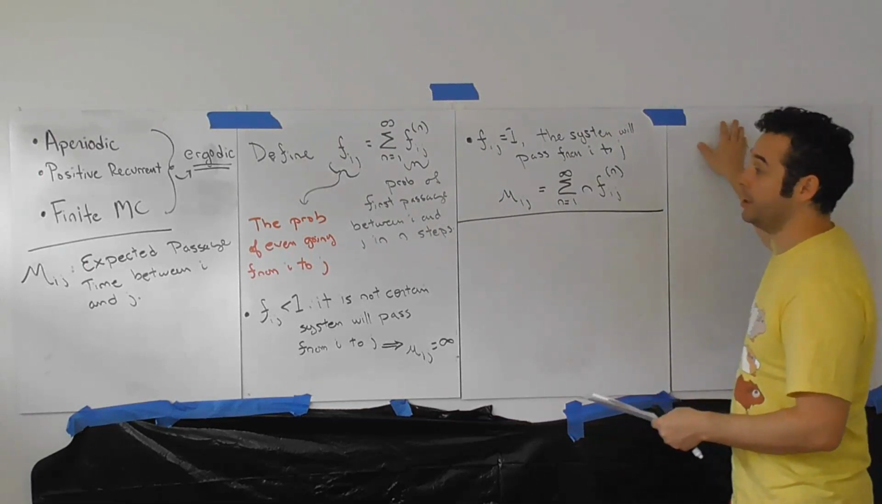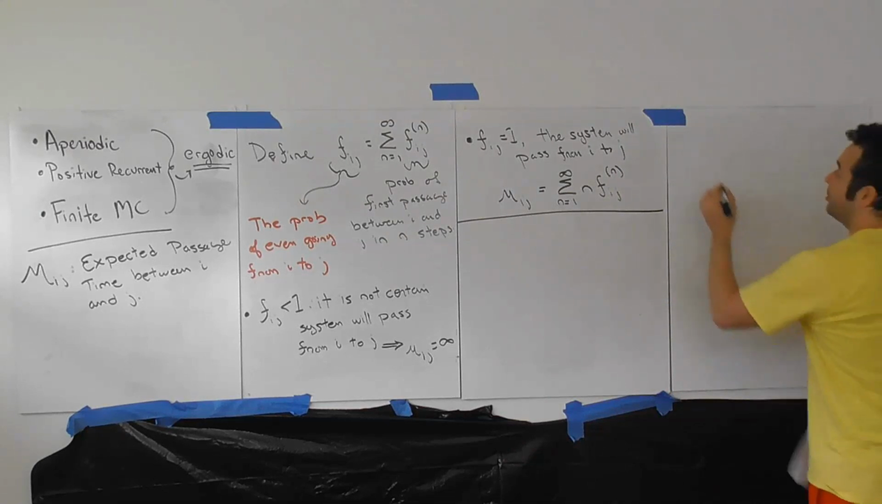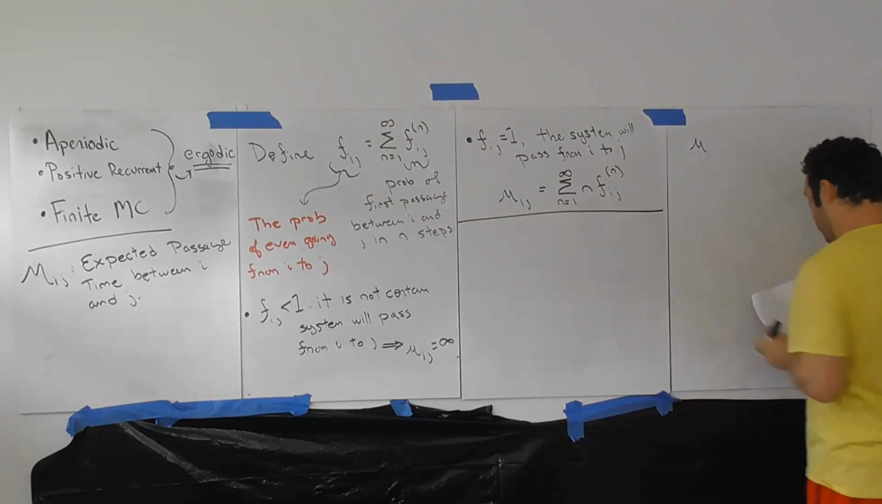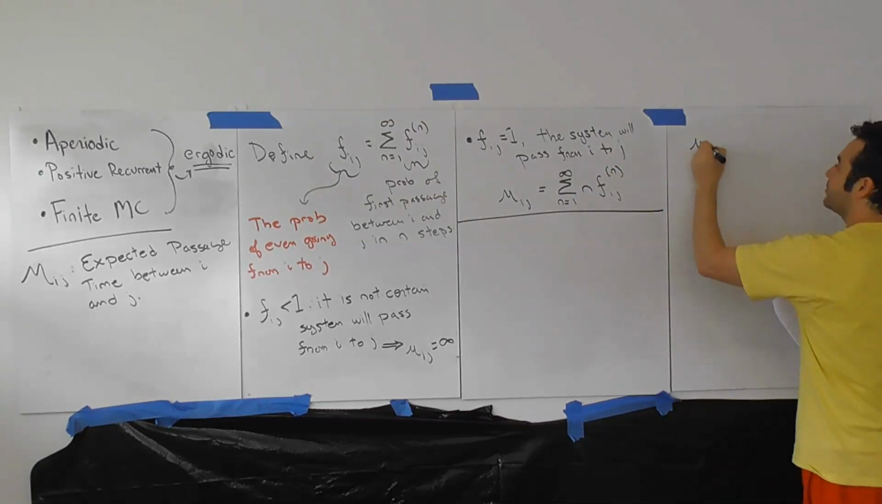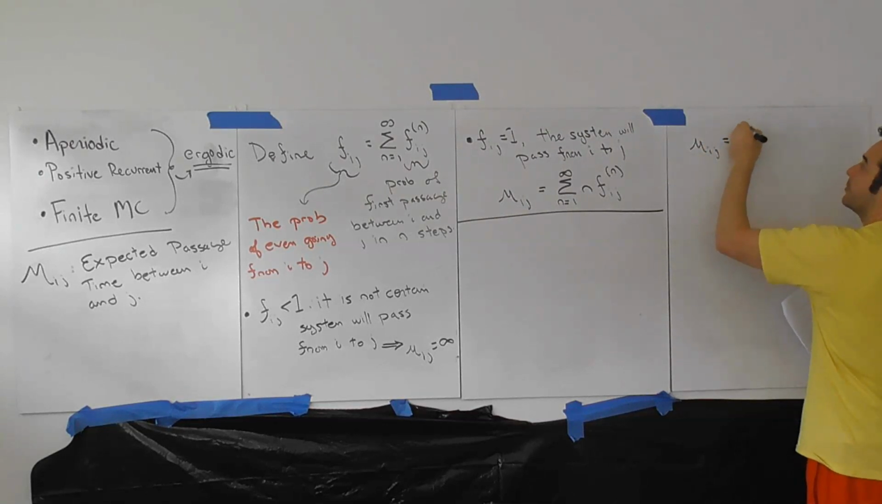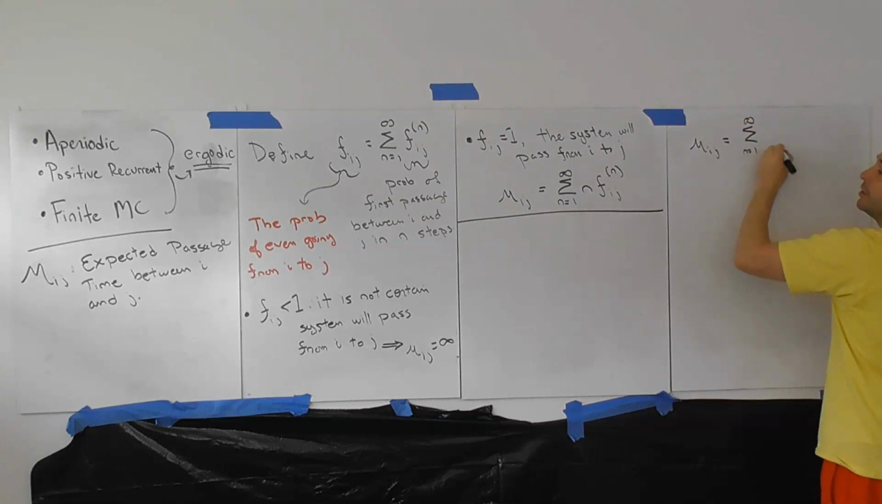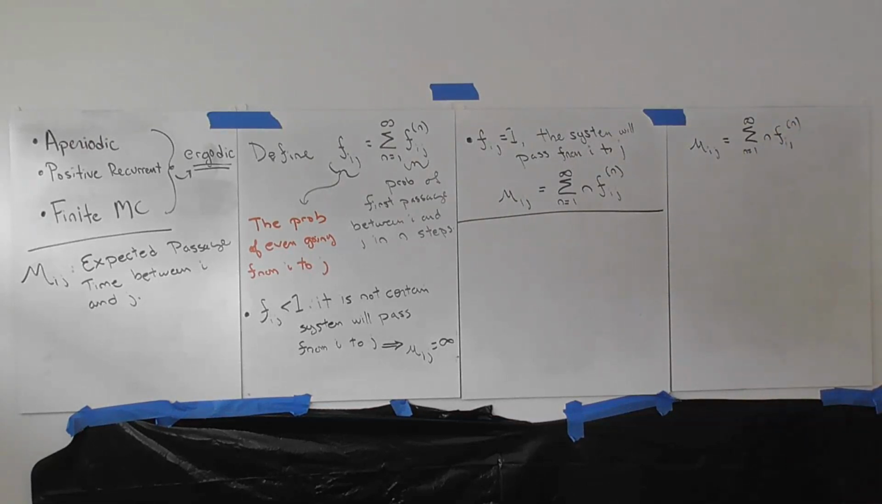So I'm going to start right here, and then I'm going to erase a bunch of stuff. The way we go about doing it is we start by studying our first equation. So let's say we're looking at this mu ij. We want to calculate the sum from 1 to infinity of n f_ij to the n.